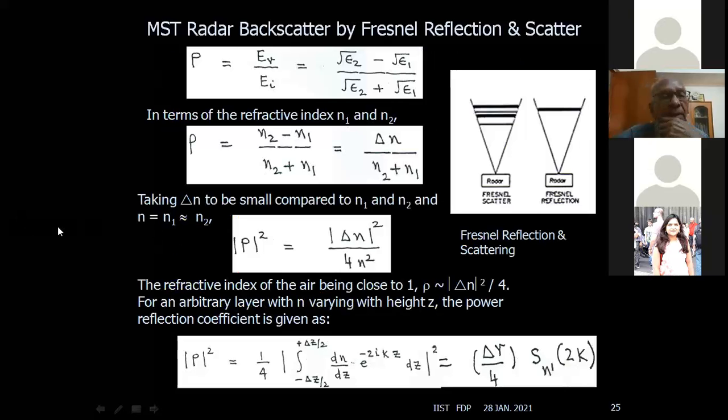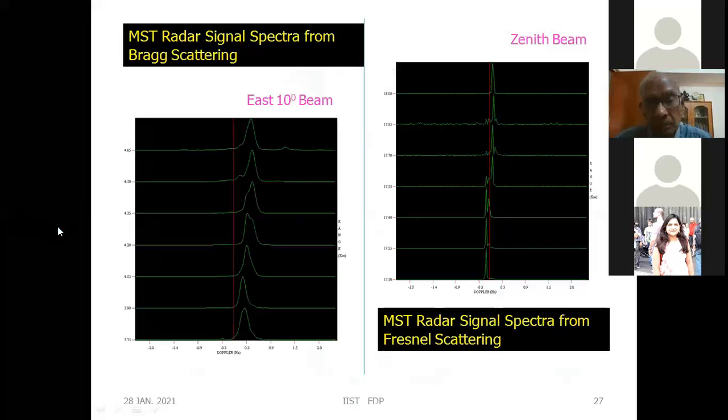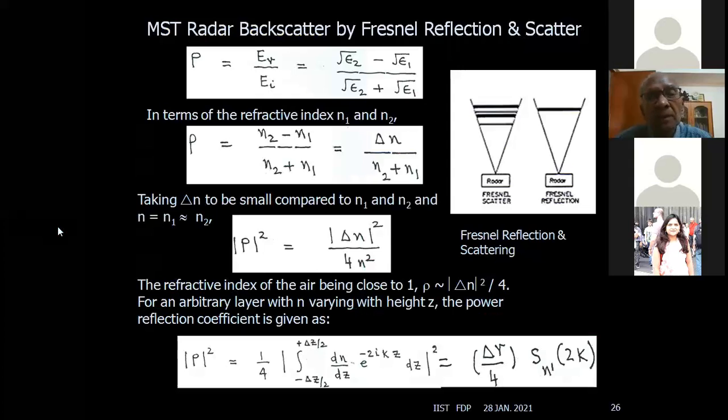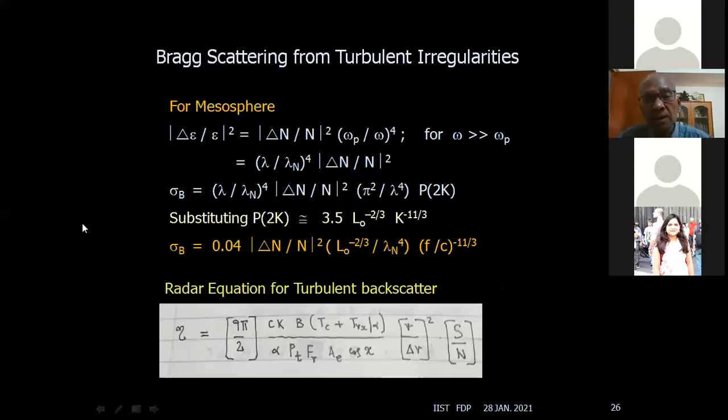So that is why the signal is very weak from the mesosphere compared to the troposphere. That is the backscattered signal.